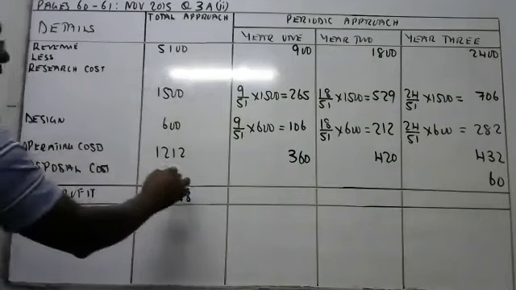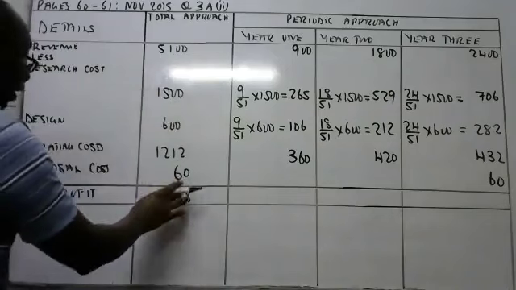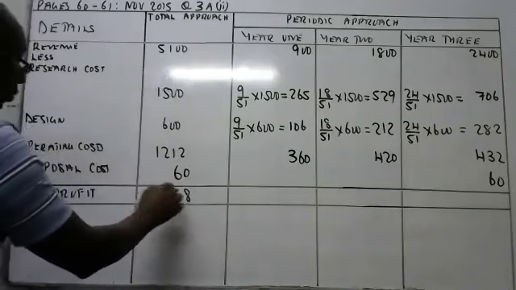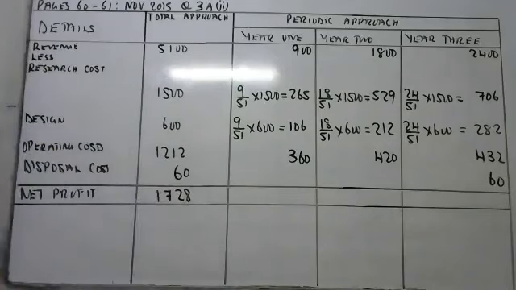Oh, hii disposal nimeacha. Sorry, it's supposed to also be here. Disposal is also supposed to be here. So ukiweka hiyo itakuwa 28. Disposal is also supposed to be there.